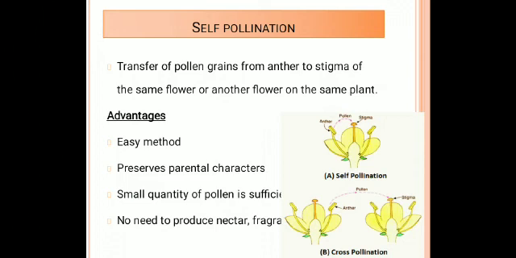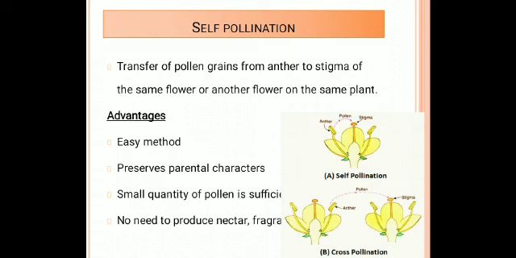What are the advantages of self pollination? It is the easiest and most likely method, and it preserves the parental characters indefinitely, because the gametes of the same flower or the same plant are involved. Also, a small quantity of pollen grains is sufficient, so there is no need for more pollen grains, and it is economical.